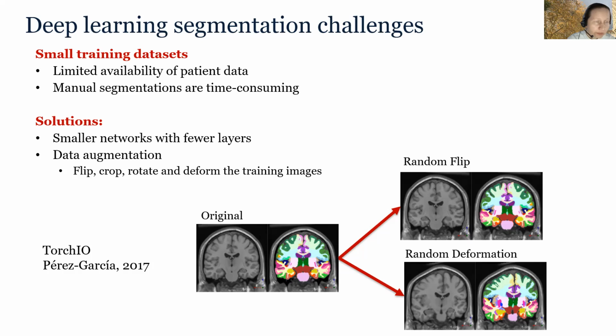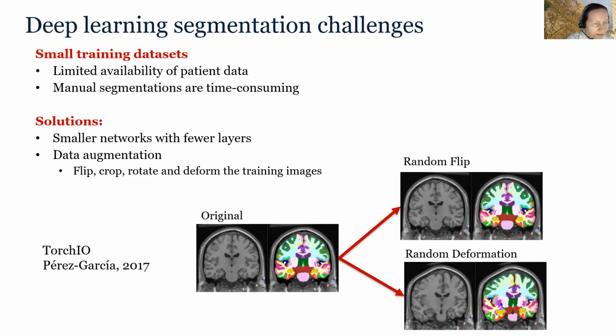Now, what do we do about that? Typically in medical imaging, we will use smaller networks with fewer layers and fewer parameters, because the more parameters you have, the more likely you are to overfit when you have a small training data set. What do we mean by overfitting? We mean that if we give an image to the network that it hasn't seen during training, whether it will perform well or not. If it's overfitted, it might perform badly. If it generalizes well, we will get the output that we expect.